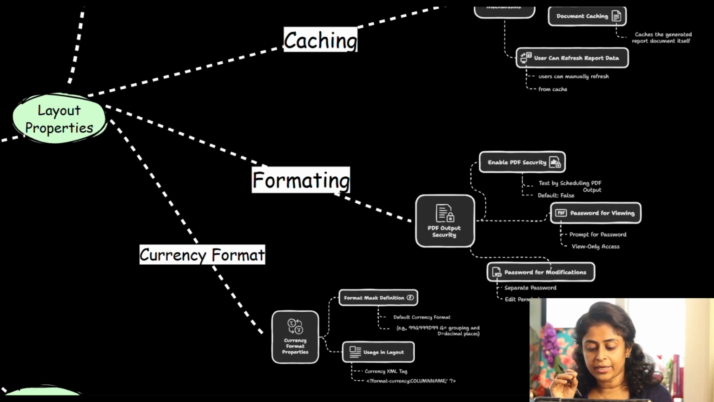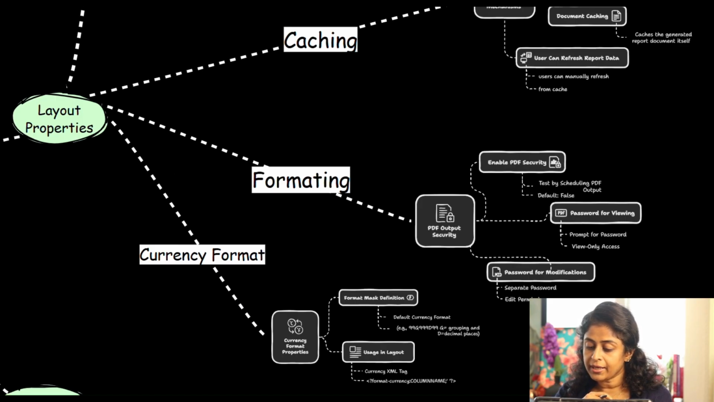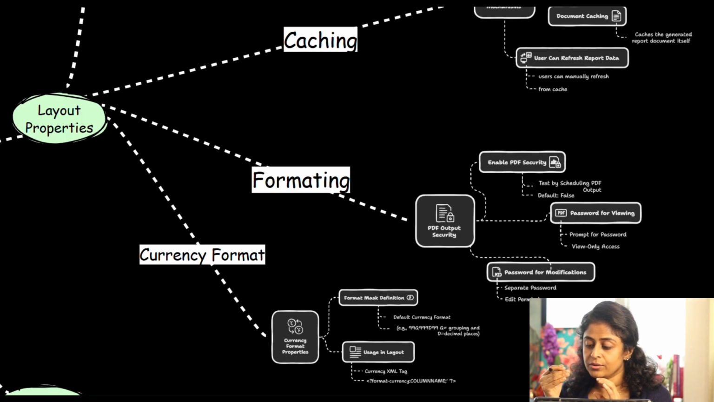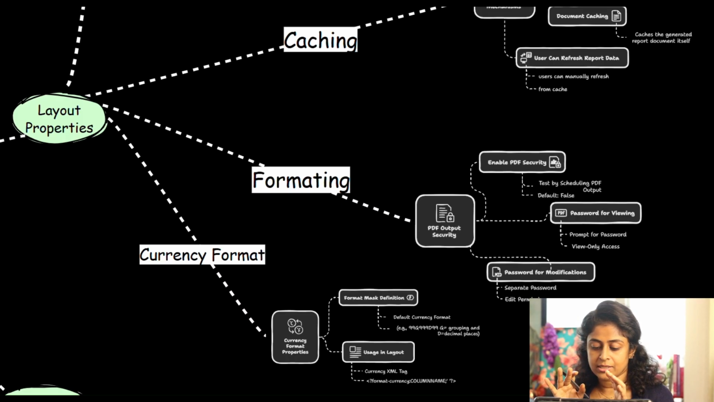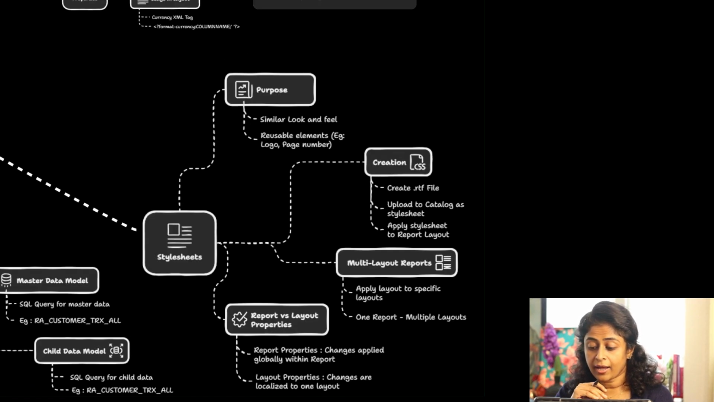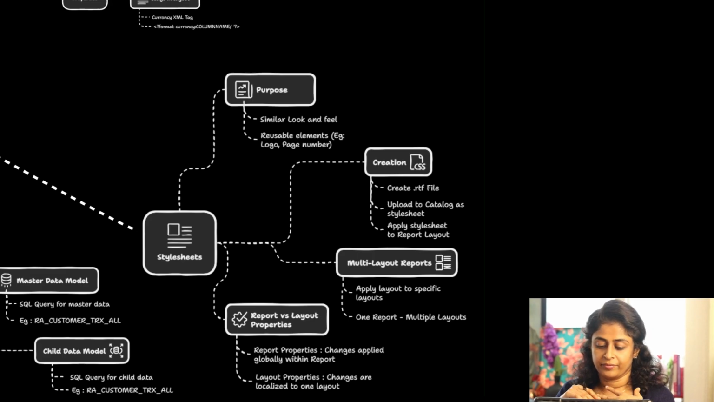Currency format property solves a common problem. Instead of applying the format masks individually to each currency column, you can define a default currency format mask. For example, set a specific format for INR with proper grouping and decimal places. Then this can be applied consistently across your entire report.